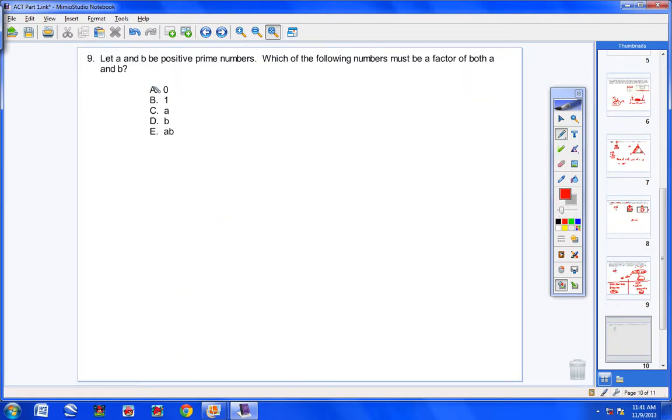Let A and B be positive prime numbers. Now let's review what positive means. I'm going to say X stands for your numbers. Anything greater than 0 is positive. What's prime? Y'all remember what prime means? Let's review. That's what they're testing you on. A prime number is a number that nothing divides into it evenly except 1 and itself. The first prime number is 2, not 1. So 2's prime, 3's prime.